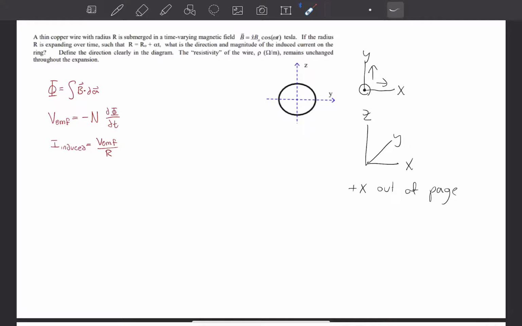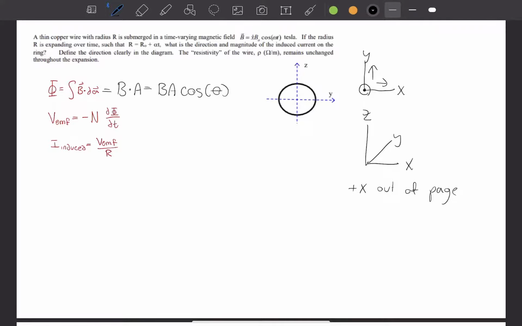Okay, now let's look at the magnetic flux through our loop. Now, when we're looking at our elements, our B and our R, we see that neither is changing with respect to area, but rather with respect to time. And so, our integral can be simplified to the dot product of B and A. And the dot product of B and A is B times A times the cosine of the angle between them.